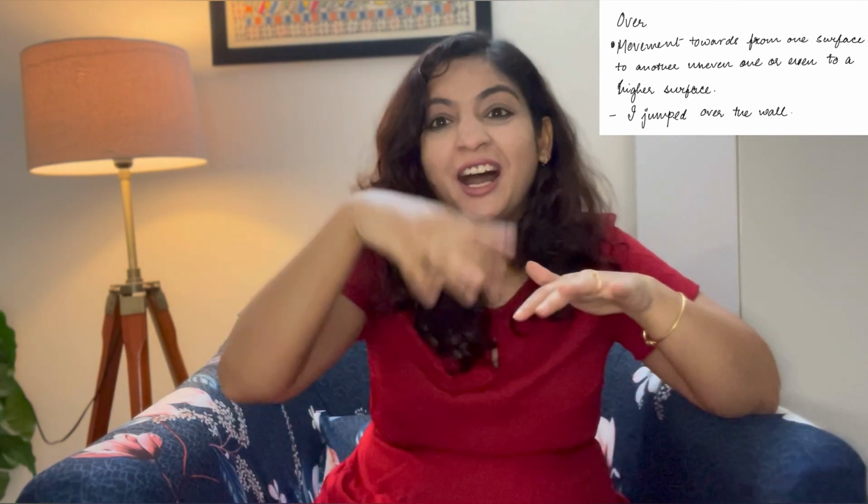Over. Over talks about a movement that is towards the other side of an uneven or a higher surface. So the cat jumped over the wall. I jumped over the wall. Well, I can do anything. So I jumped over the wall.